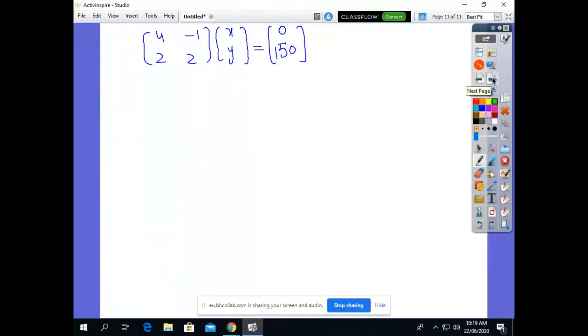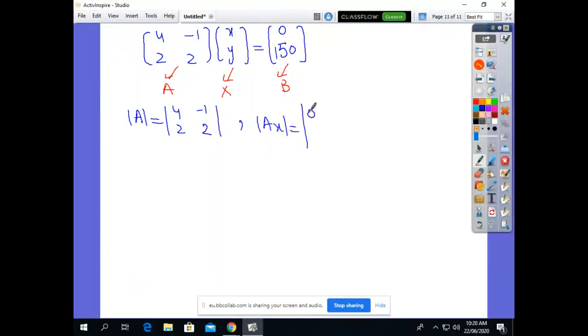Now we solve these matrices for the values of x and y. We call the first matrix A. Similarly, we call the second matrix x, and the third one is b. Now we write the determinant of A. Determinant of A is [4, 2; negative 1, 2]. Similarly, determinant of AX, which is [0, 150; negative 1, 2], and at last AY, which is equal to [4, 2; 0, 150].